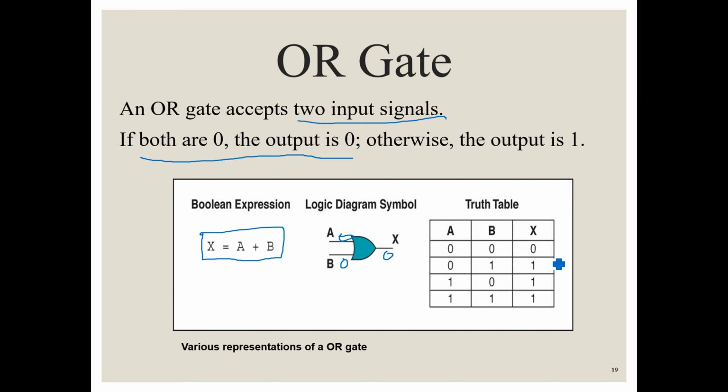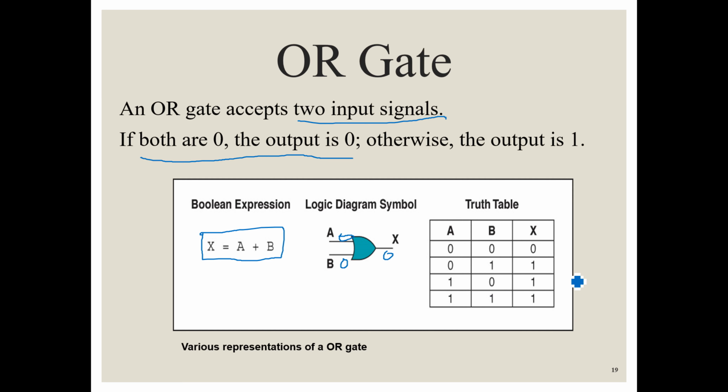0 plus 0 means 0. Again 0 plus 1: if you give A equal to 0 and B equal to 1, what happens? The output is going to become 1. That is 0 plus 1 equal to 1, 1 plus 0 equal to 1, and again as per the Boolean addition, 1 plus 1 is going to be 1. So this is the simple functionality of an OR gate.